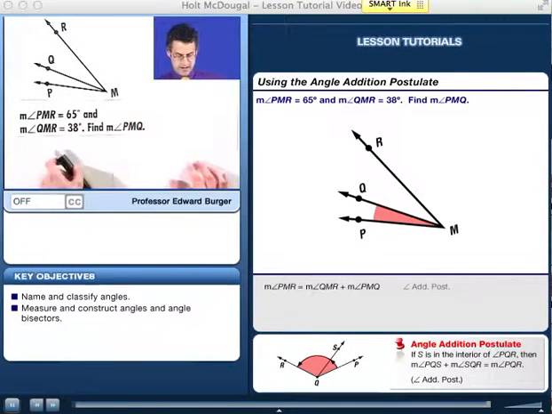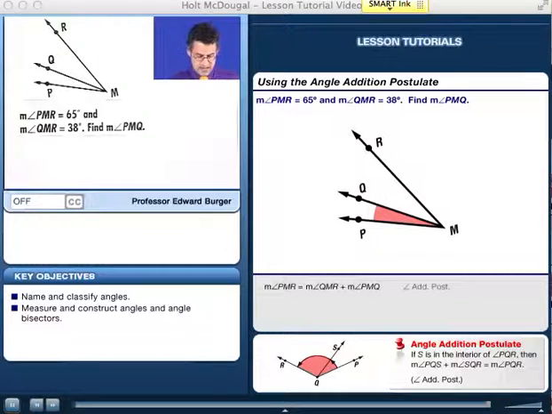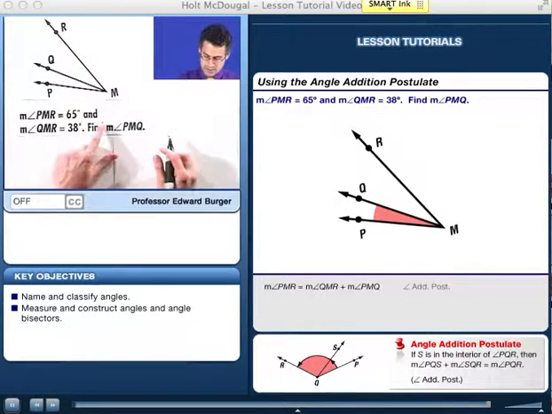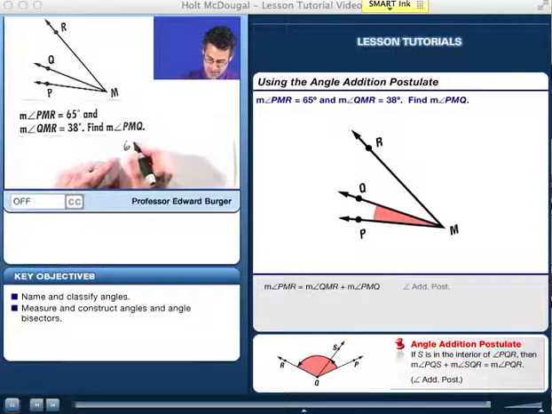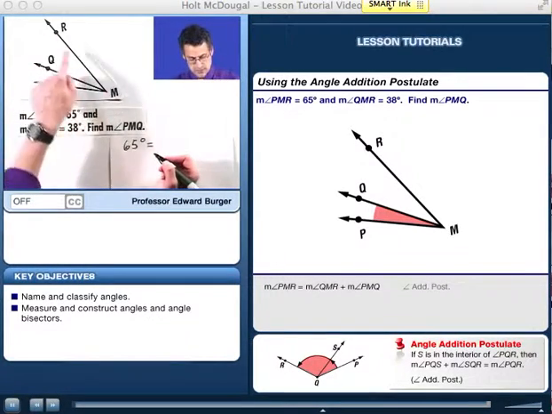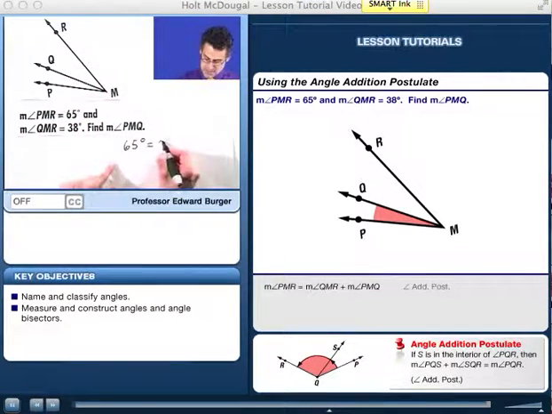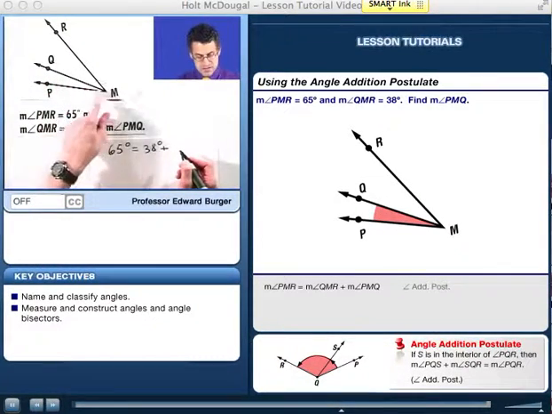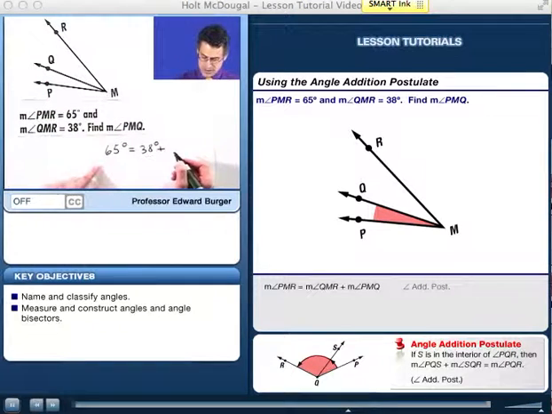Now, if we apply that here, what would we see? We would see that the entire measure is 65 degrees. And what does that equal? It equals the measure of this angle here, which we know is 38 degrees, plus the measure of this mysterious angle at the moment, which I'll just write as the measure of angle PMQ.